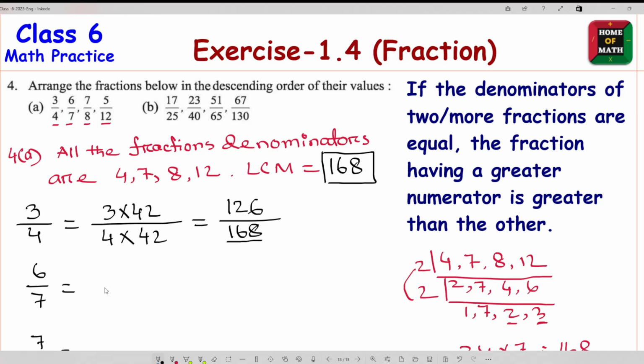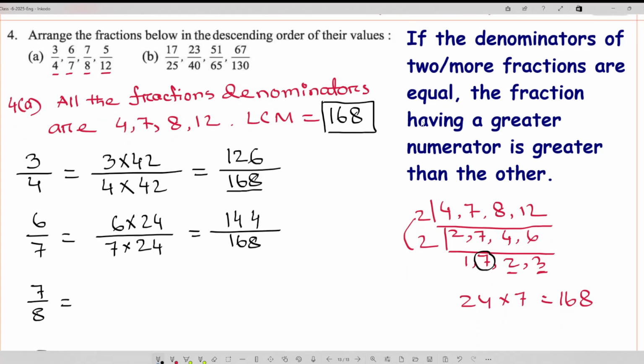So here is 168. So 7 times, here is 7, so 2 times 2 is a 4, 4 times 2 is a 8, 8 times 3 is a 24, so here is 24. So 6 times also 24, so 6 times 4 is 24, so 4, 6 times 2 is a 12, 12 plus 2 is a 14.